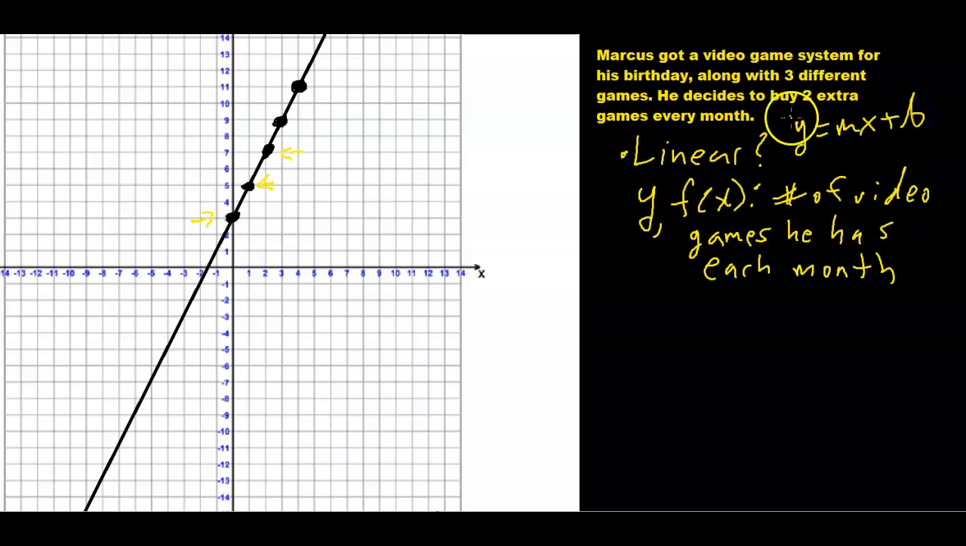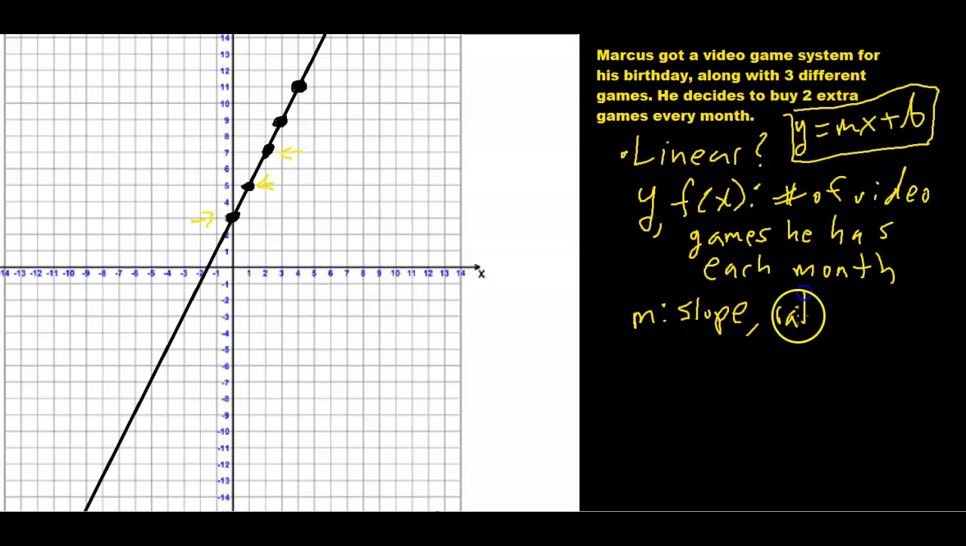So let's remember we're using the form y equals mx plus b, right? Let's just remind ourselves of that, y equals mx plus b. What does m mean in this case? M is the slope of the line, where we can think about it as the rate of change, right? And what is it in this case? Well, it's 2. In this case, m equals 2.